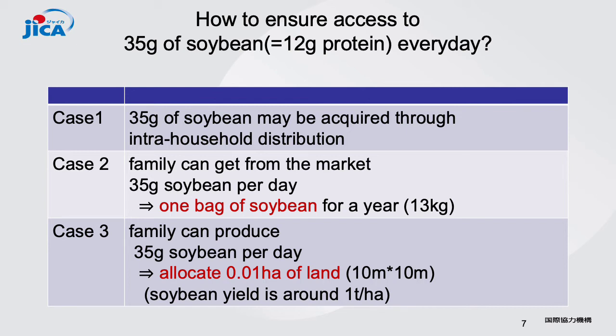Another scenario could be production. Family can produce 35 gram of soybean every day using 0.01 hectare of land, which is 10 meter by 10 meter, assuming that soybean yield is around 1 ton per hectare. So if we understand a concrete number in nutrition requirement, then we can also create realistic or concrete intervention to satisfy the target.